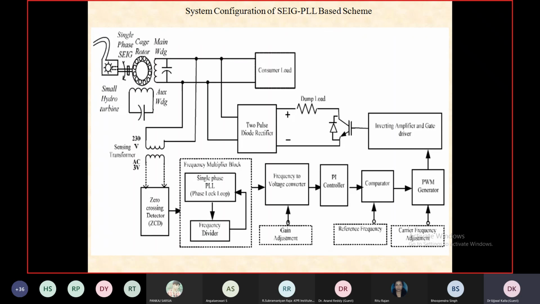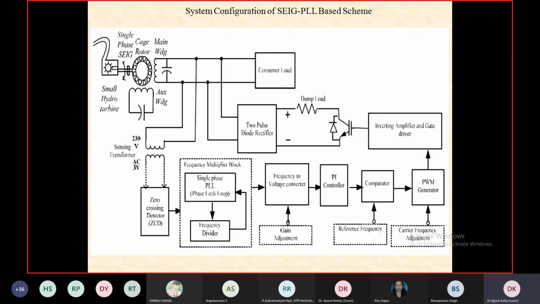So whenever the consumer load increases, the dump load will decrease. Whenever the consumer load decreases, the dump load will increase. In such a manner, the total load across the generator will remain constant. When the total load remains constant, the required capacitance in the auxiliary winding will also be a constant value. So there is no issue. We don't require a variable capacitance across the auxiliary winding because the load on the generator has been made fixed.